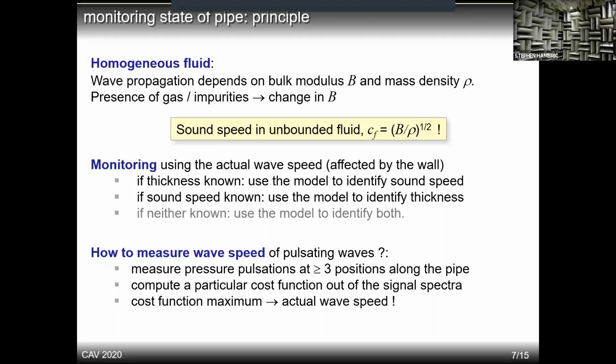Now, how to measure wave speed of pulsating waves? We can measure pressure pulsations at least 3 points along the pipe, then compute a particular cost function out of the spectra of the measured signals, and at the position where this cost function has a maximum, we can then find which is the actual wave speed.